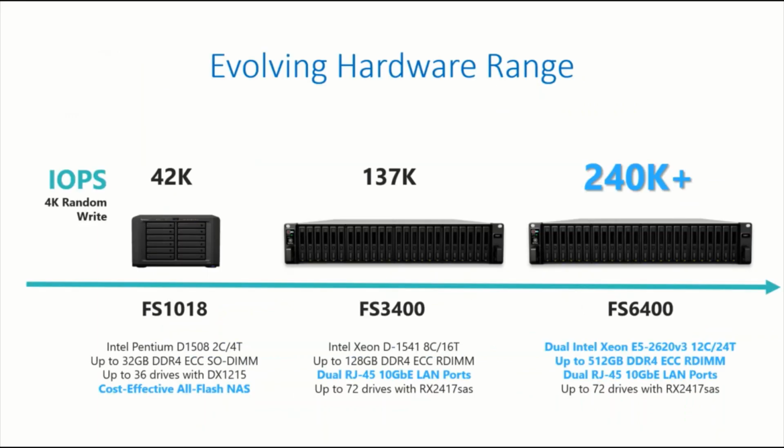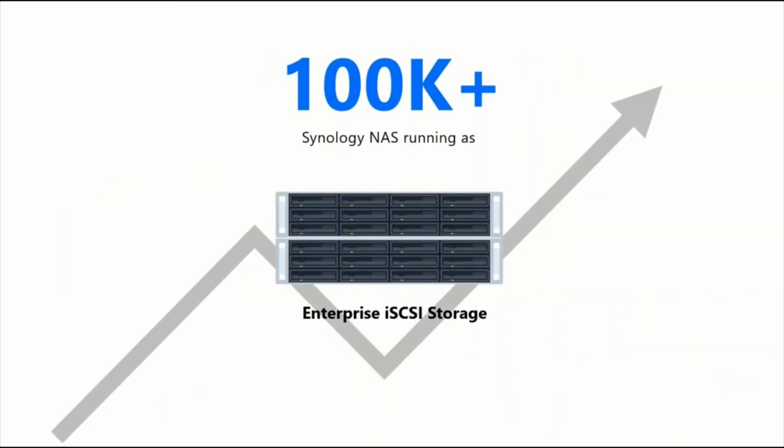So obviously with solid software, we need really robust hardware to go along with it to support it, and we've constantly been putting ourselves forward as a company that seeks to evolve its hardware range. We've recently upgraded our all flash range from our FS1018 to the FS3400 as well as the FS6400, which provides 240,000 plus IOPS. You can see the highlights there, and to reiterate, we will always support enterprise iSCSI storage. We've got 100,000 plus Synology running NAS servers, storage servers currently, and 250,000 iSCSI LUNs currently in use. So very strong numbers there in terms of our enterprise iSCSI storage.